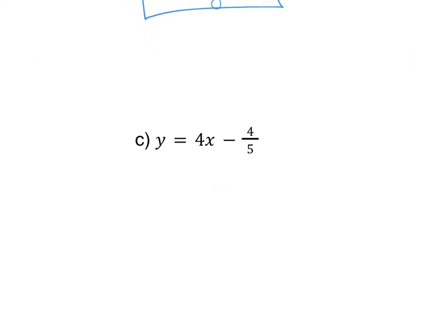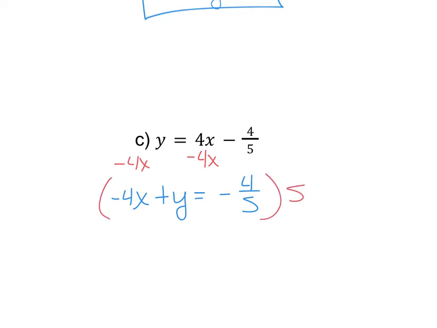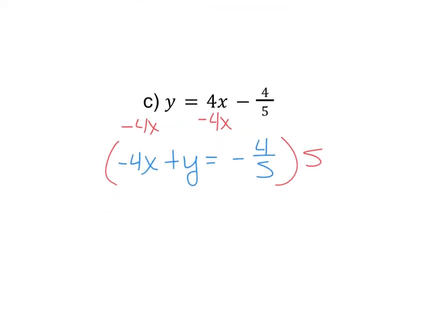Okay, this next one. I'm going to go ahead and move over that 4x. So that would give me negative 4x plus y equals negative 4/5. Okay, what's the problem? We've got a fraction. So what number can I multiply that fraction by to make it a whole number? Well, I can multiply it by 5, right? You could do negative 5, but let's just not even mess with it. Let's just do 5.